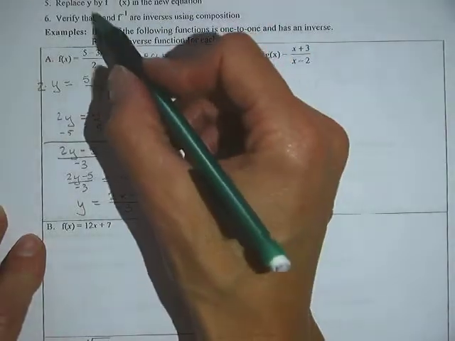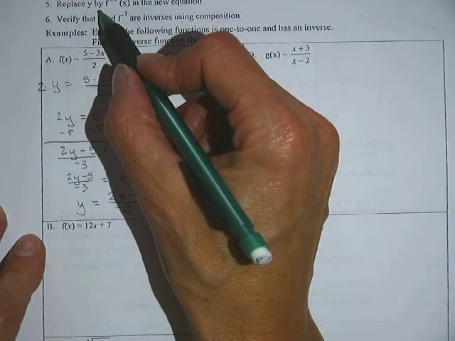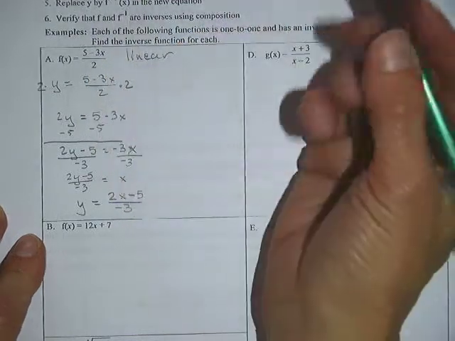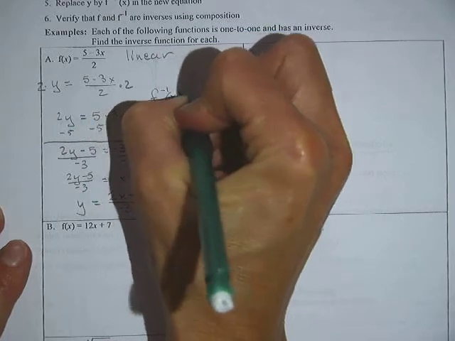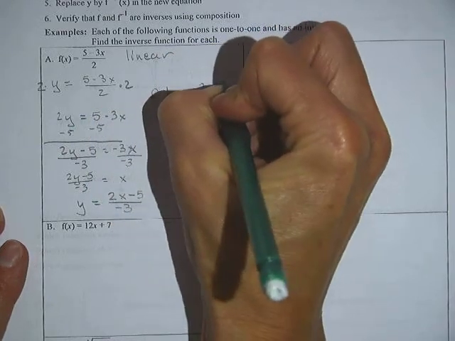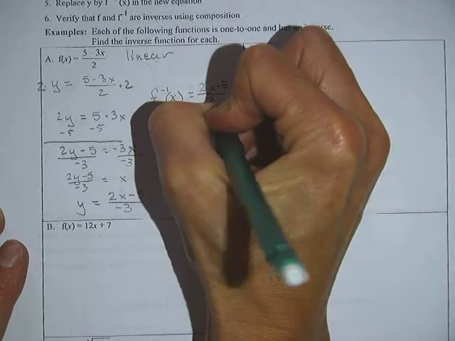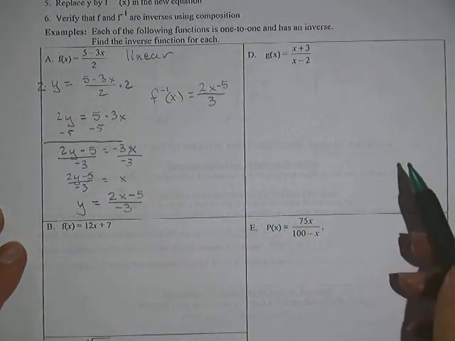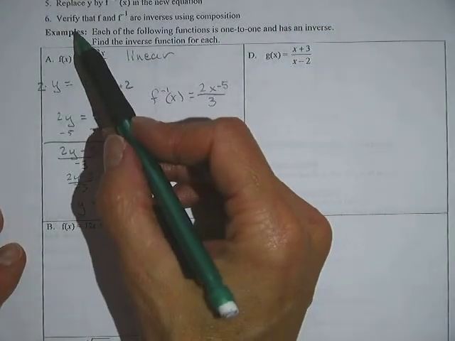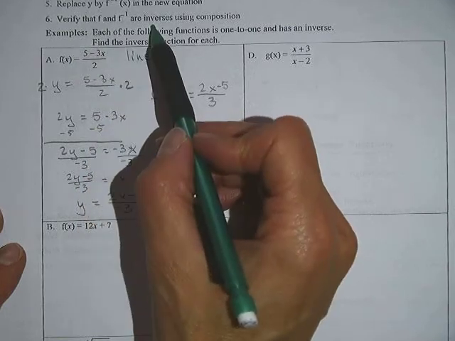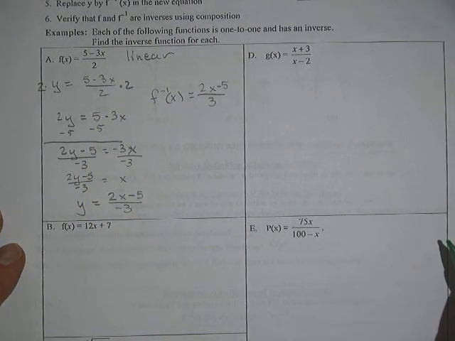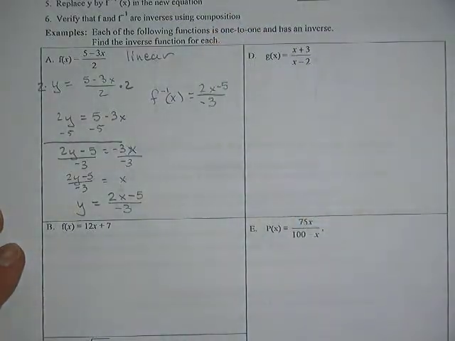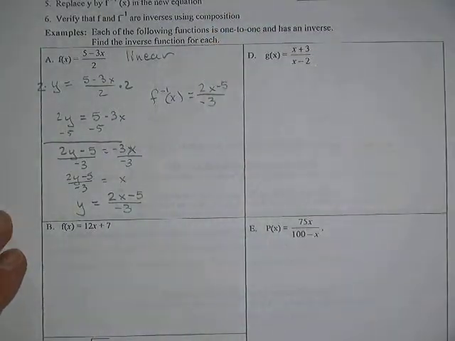Then the next step is they say to replace the y with the little inverse f symbol. So now f inverse of x equals (2x minus 5) over 3. Negative 3. Oh, thank you.